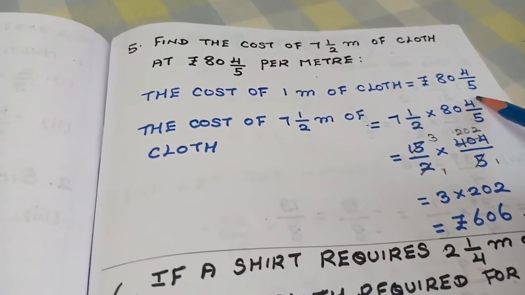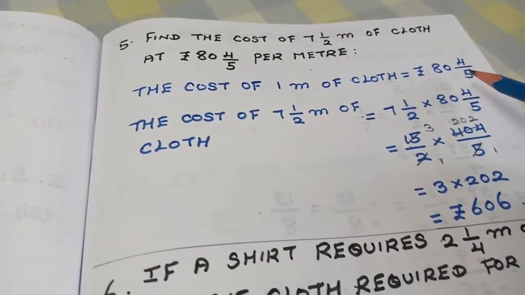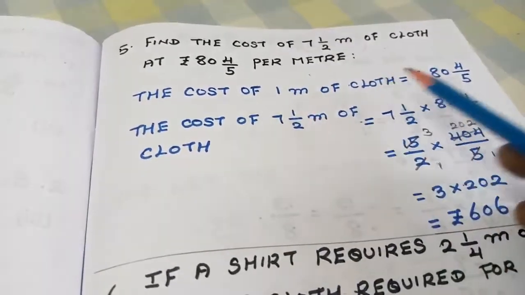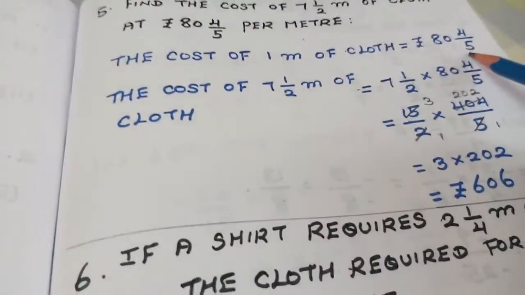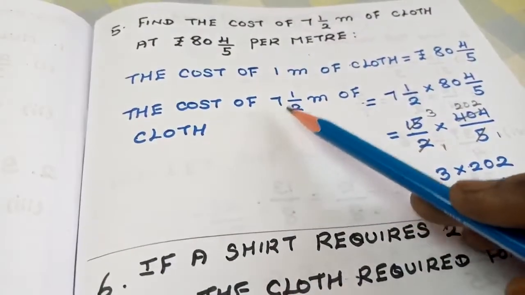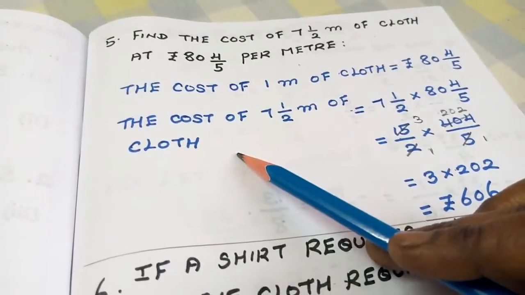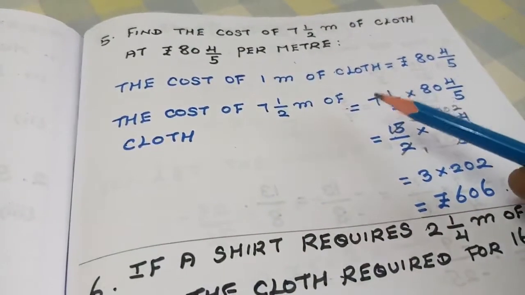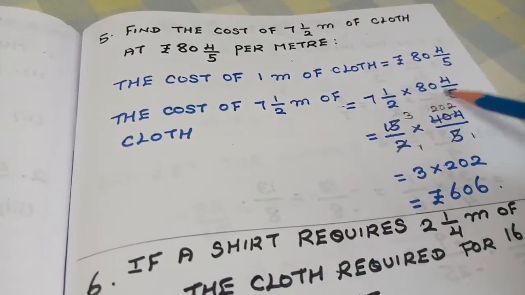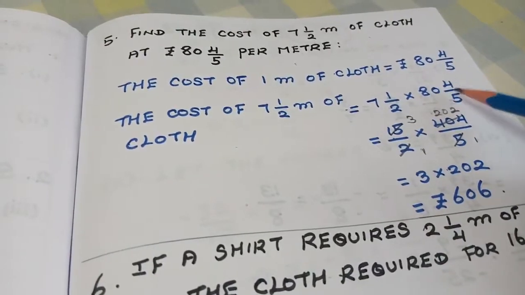That is, they are given in the form of mixed fraction. For 1 meter, the cost is 84/5. The cost of 7.5 meter of cloth means we are going to multiply 7.5 into that price for 1 meter, 80 into 4/5.